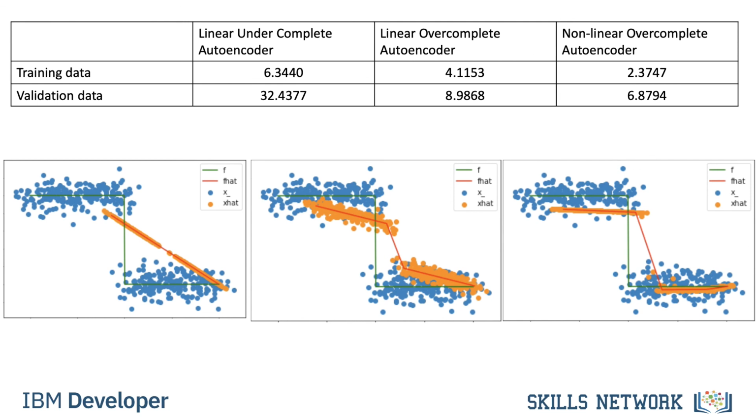Finally, we have the nonlinear autoencoder. We see the output more closely resembles the manifold, and the effect of the noise is minimal, as most of the points fall on the manifold. Like neural networks, we can increase the power of autoencoders by making them deeper.